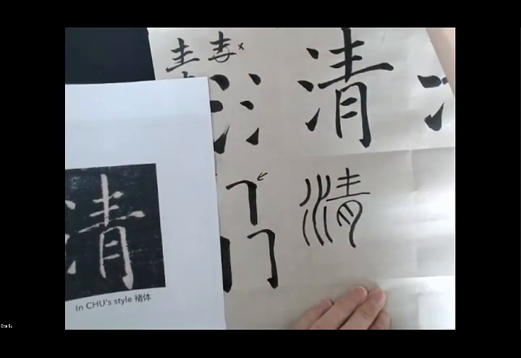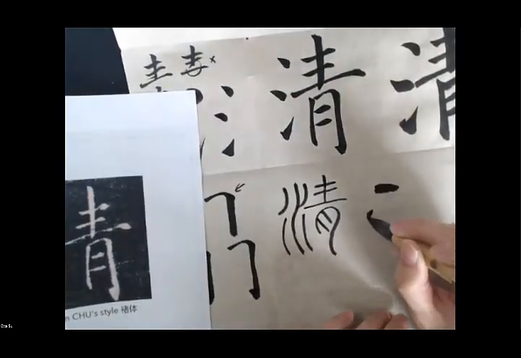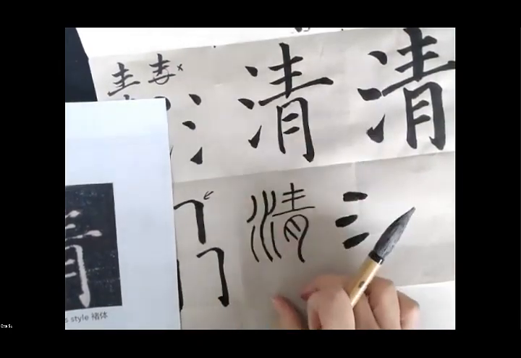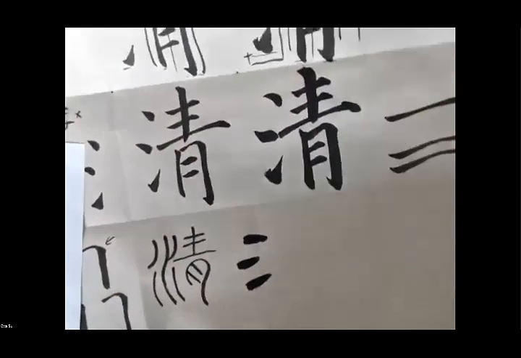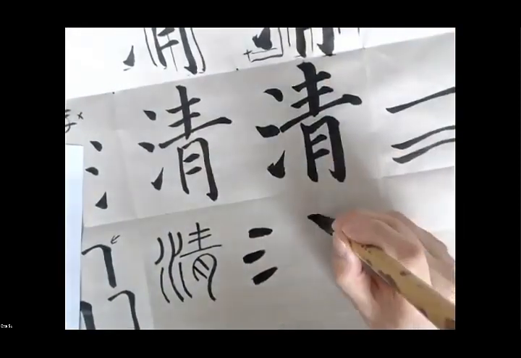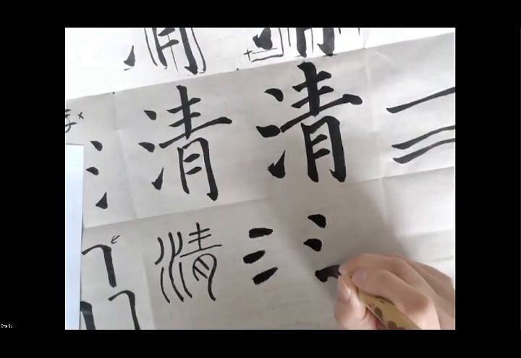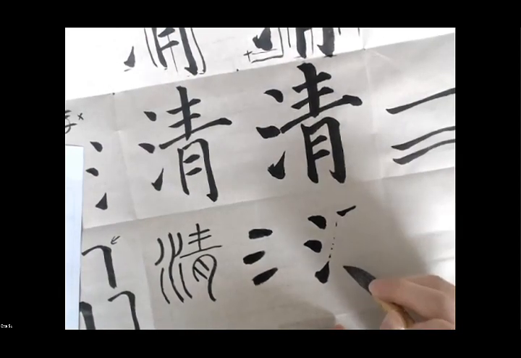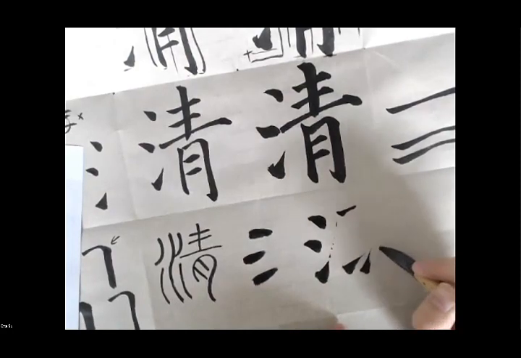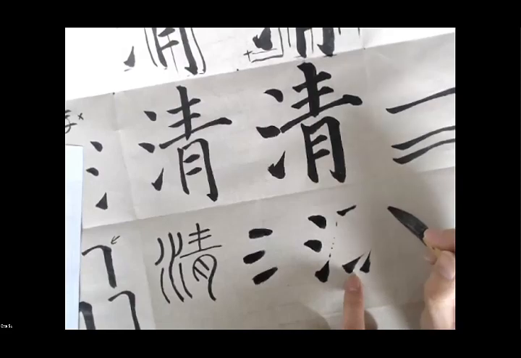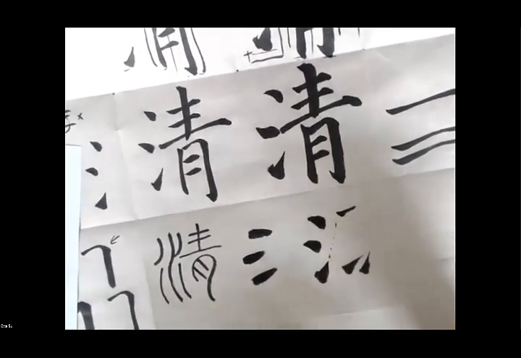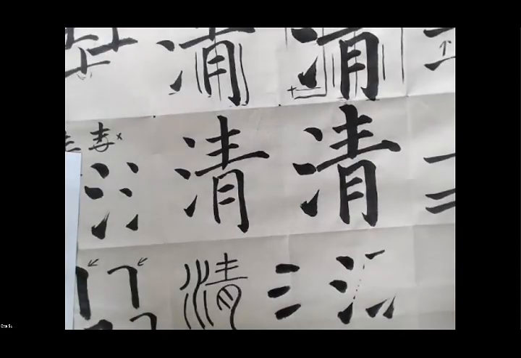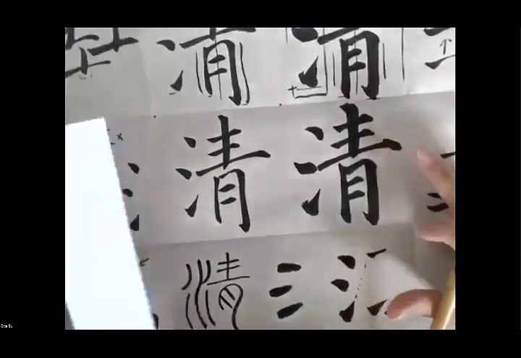Then in clerical script, it already becomes an abbreviated form of shui. It is more like water flowing this way, from left to right. And then it goes to the kai shu, san dian shui. And this point leads to the next stroke you are writing. So it's not randomly shaped, not randomly pointing in a direction. It's going to the next stroke. That's the inner connection.